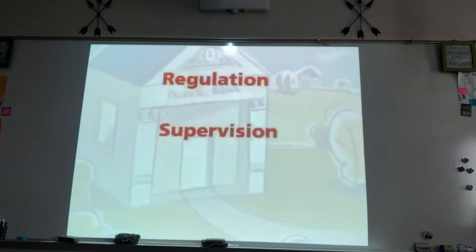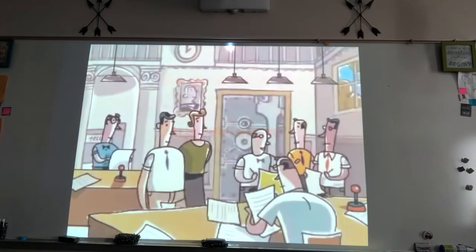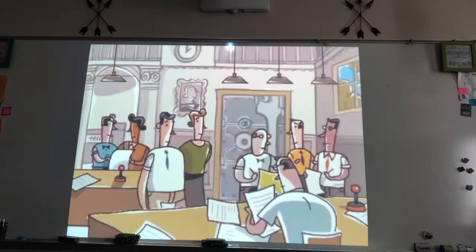Bank regulation refers to the written rules that define what is acceptable behavior for financial institutions. The Board of Governors in Washington, D.C. takes care of this responsibility. Supervision refers to the enforcement of these rules, which is carried out by staff at the 12 reserve banks. Fed examiners, like those here, visit commercial banks and look over the bank's financial statements to evaluate the quality of assets, internal controls, and ability to manage risk.